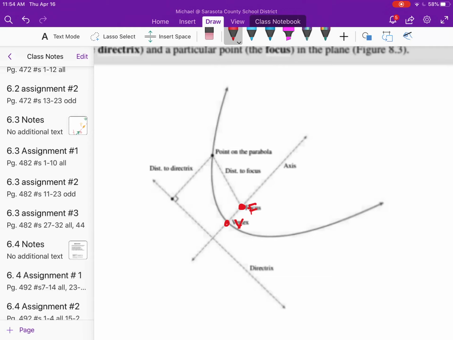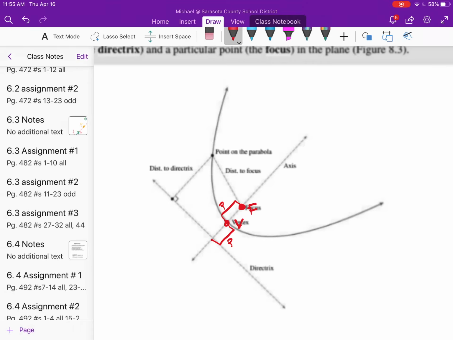And then there is a unique length from the vertex to F, right? There is a unique length from that vertex to the ordered pair of where F is, and that's usually denoted with a lowercase p. And the distance from the directrix to the vertex would also have the same length. Now, most textbooks will show you this on a slanted parabola, just so they can universally use p.